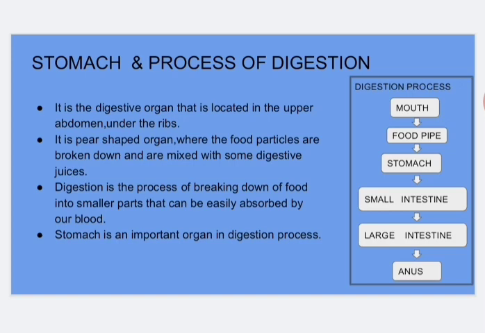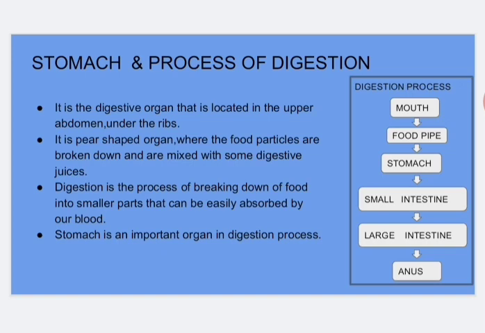And you know what is digestion? Digestion is the process of breaking down food into smaller parts that can be easily absorbed by our blood. Whatever the simpler substances, we can easily change it. Stomach is an important organ in the digestion process. Now comes the part that I have given here in the form of the digestion process.